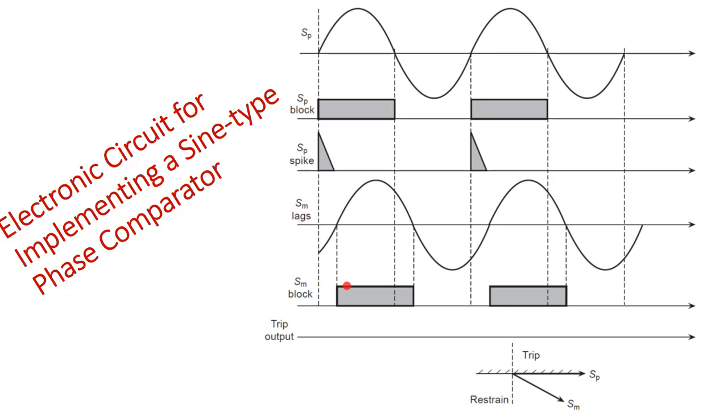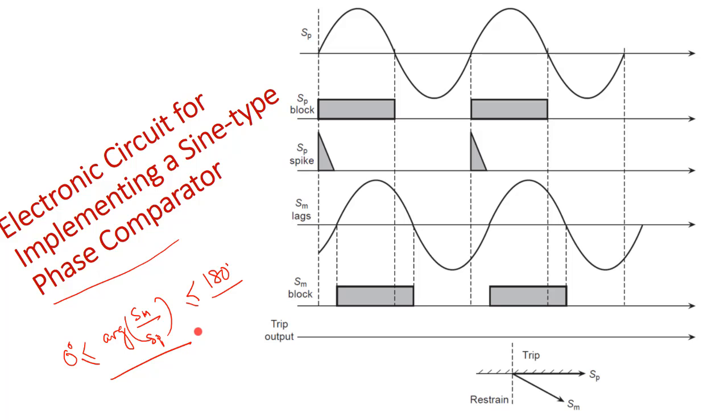For the sine type phase comparator, we know the trip law is 0 degree less than or equal to argument Sm by Sp less than or equal to 180 degrees, right. That means when your Sm is leading Sp, from 0 degree to 180 degrees, at that moment only your sine comparator will give a trip command, trip signal, right.